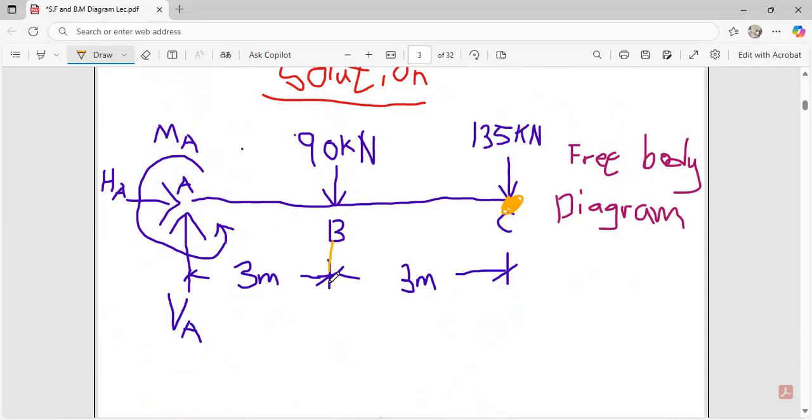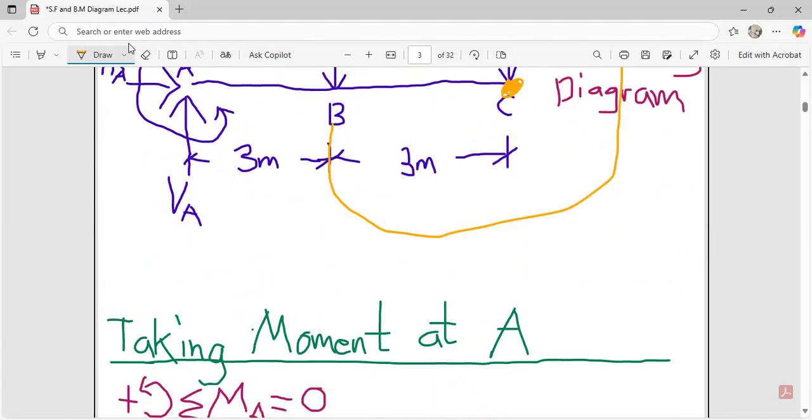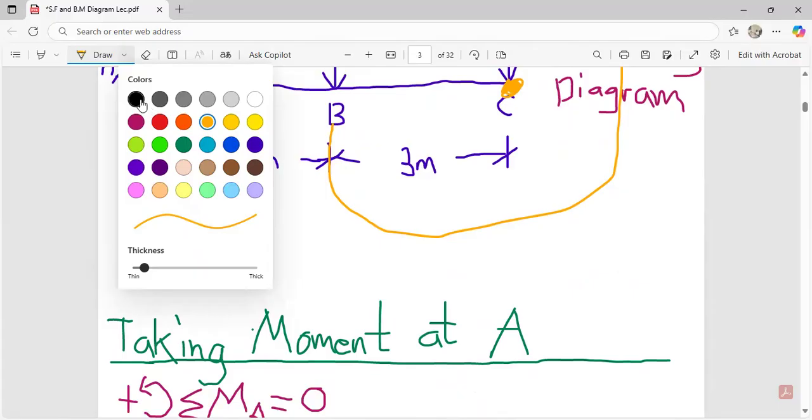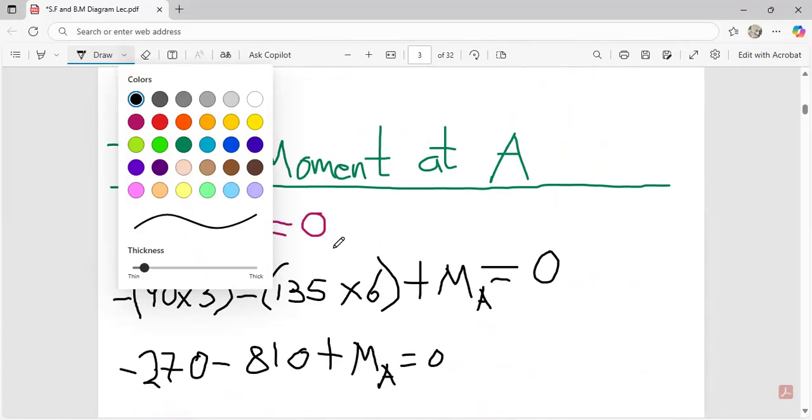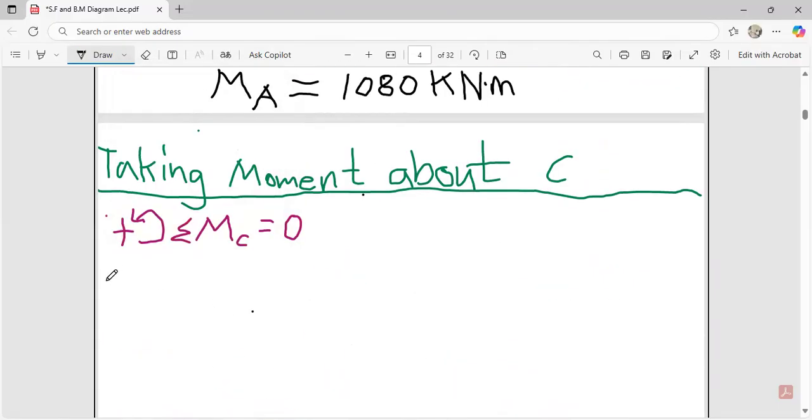If you follow this direction and you rotate your compass, you realize that the compass has covered a distance of what? 3 meters, but it's going to take an anti-clockwise movement. So in this case, we're going to write what? Positive bracket open, positive. Okay. Then you open your bracket. After the bracket open, how do we write? We are going to write 135 times what?